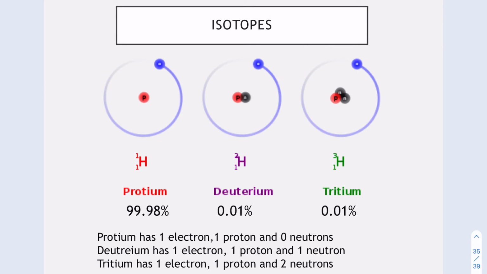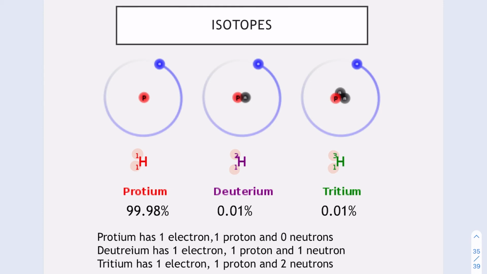So here we have the 3 isotopes. The first one we've got is protium, which has a mass number of 1 and an atomic number of 1. Then we have deuterium, which has an atomic number of 1 still, but a mass number of 2. And then last but not least, we have tritium, which has an atomic number of 1 and a mass number of 3.